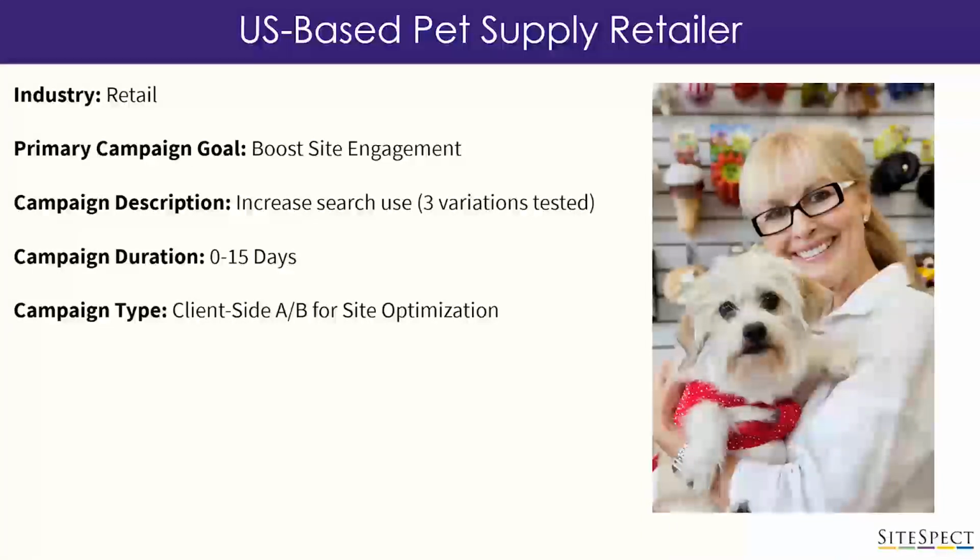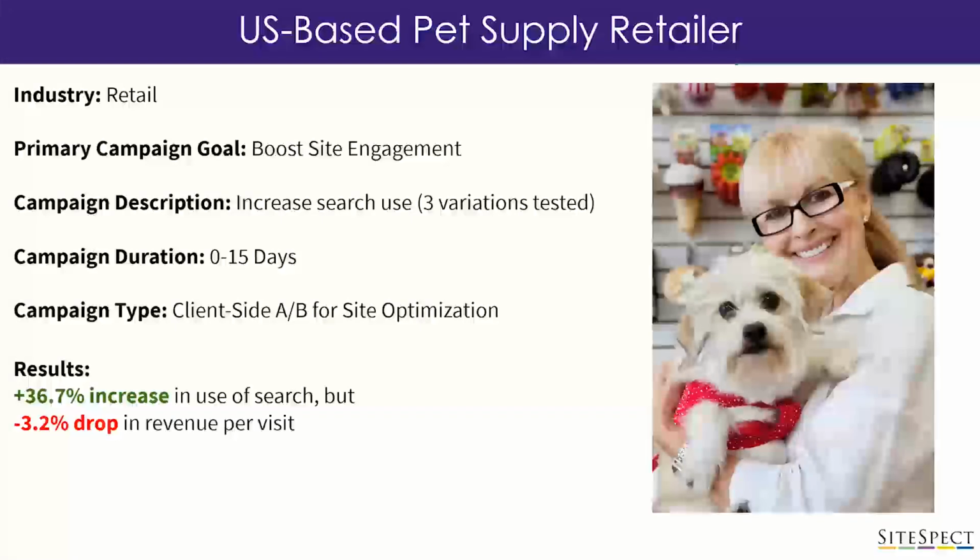They did 36% increase in use of search. Unfortunately, their search results needed to be optimized too, because that increase in search dropped revenue per visit by 3% at statistical significance. So be careful what you ask for. The engagement that you seek, make sure you're ready to receive that engagement.